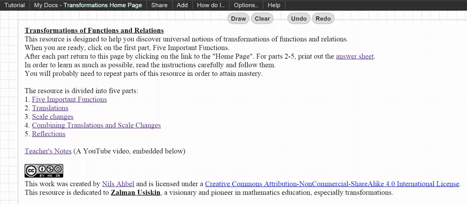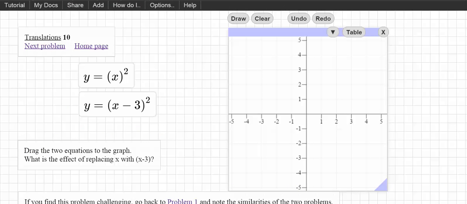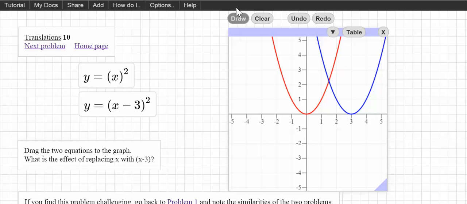This is a resource to help students discover universal notions of transformations of functions and relations. It is dedicated to Zalman Usiskin, who is a visionary and pioneer in mathematics education, and especially transformations. This resource, among other things, is trying to answer the question, why is it that when you replace x with x minus 3, the graph moves 3 to the right?